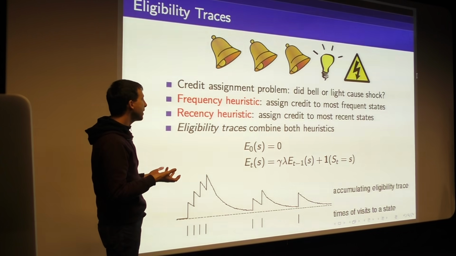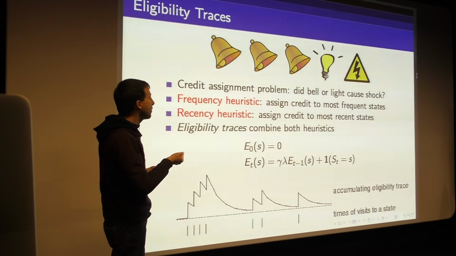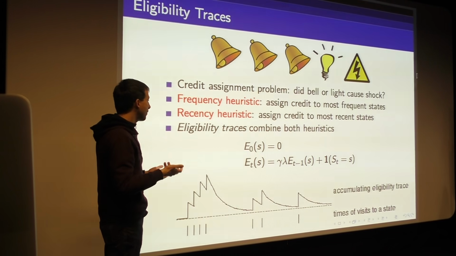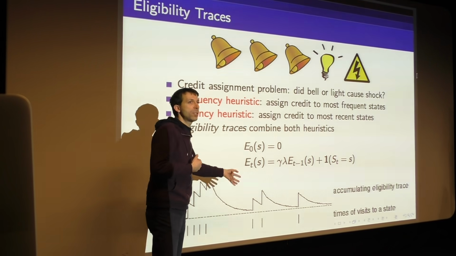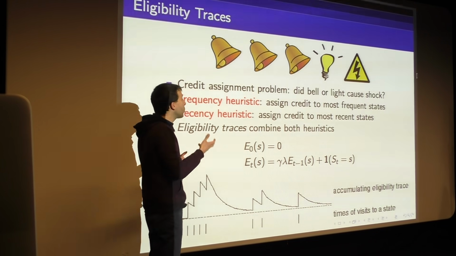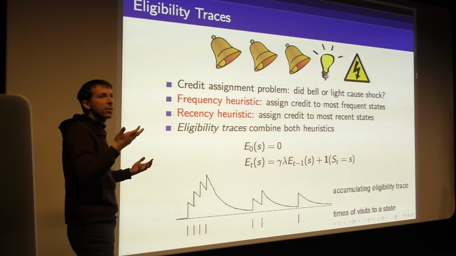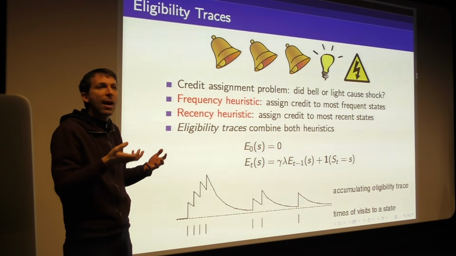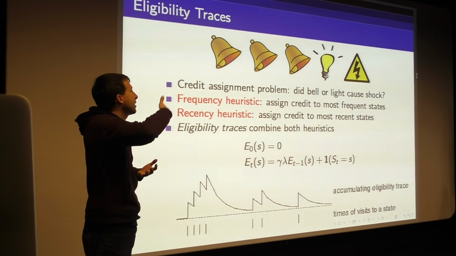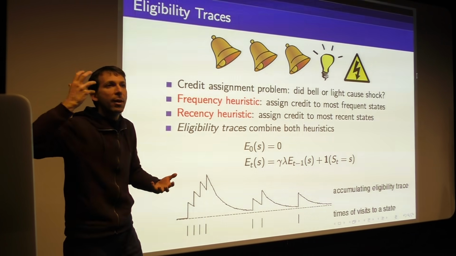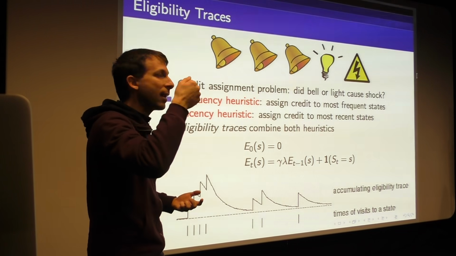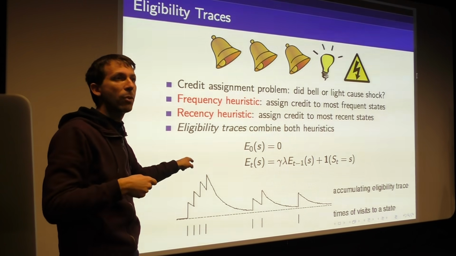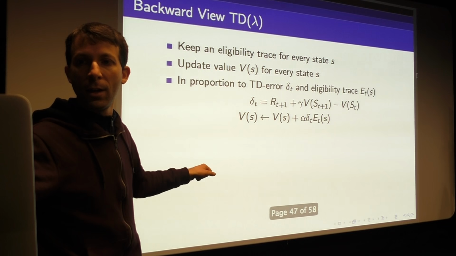When we see an error, we update the value function in proportion to the eligibility trace, in proportion to how much credit we think was assigned to being in that state. Like how much was being in this state of hearing a bell the cause of this error that I saw, and we update the value function there directly in proportion to the eligibility trace.